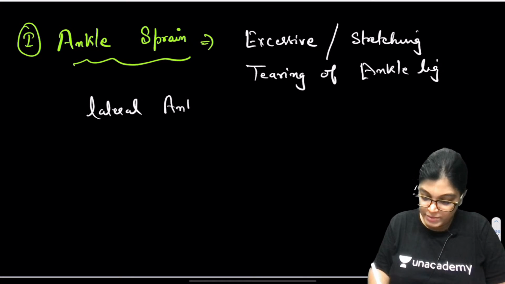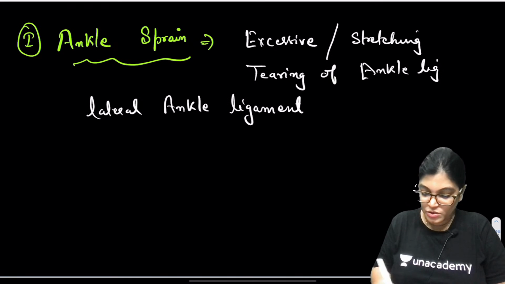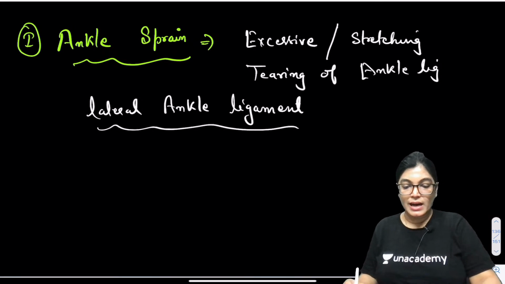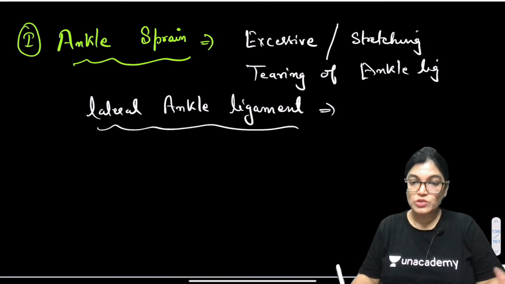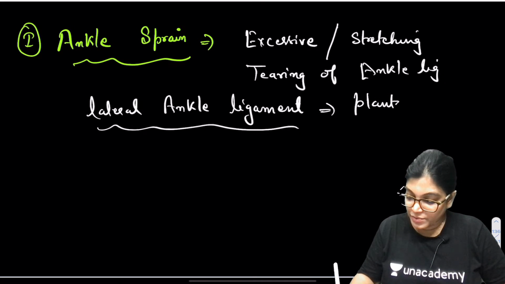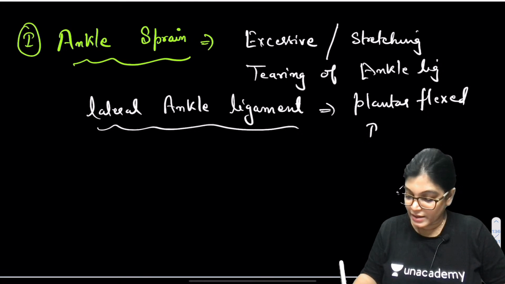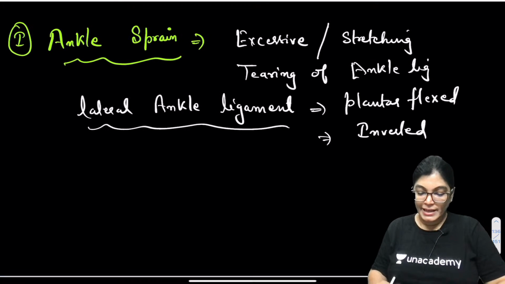The lateral ankle ligament is involved because we have a very strong ligament on the medial side, that is the deltoid ligament. So, commonly the lateral ankle ligament is involved, and the mechanism of injury, or the foot position, is plantar flexed and forcefully inverted. This is the mechanism of injury.